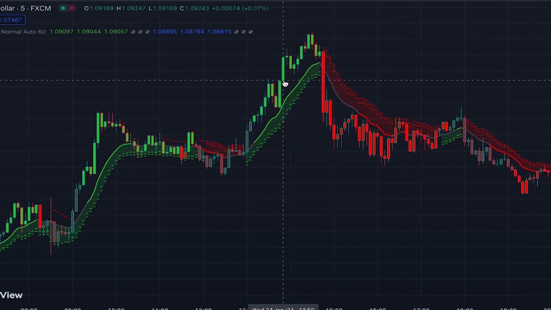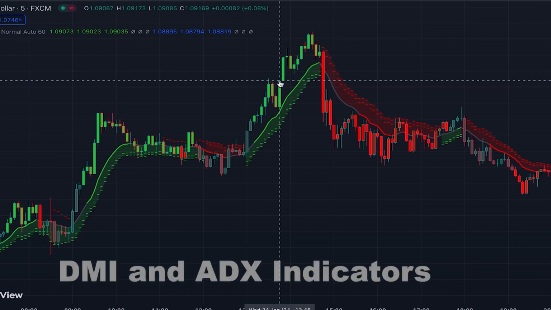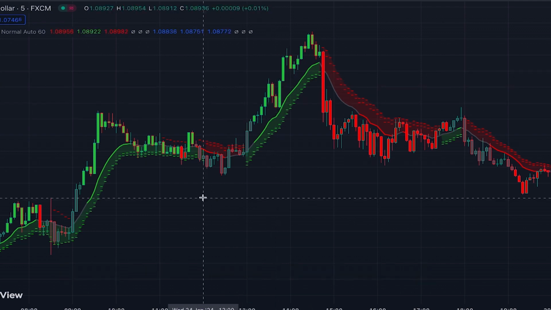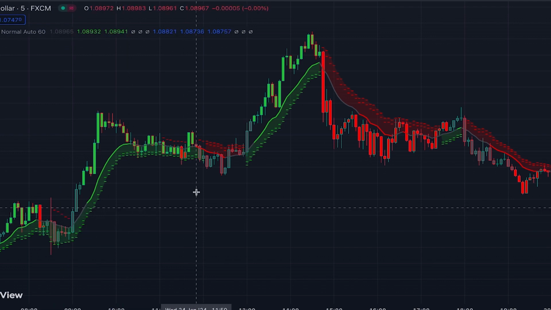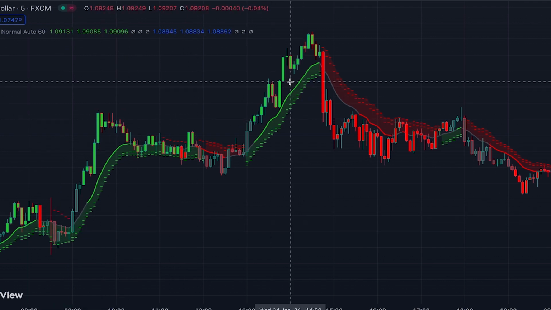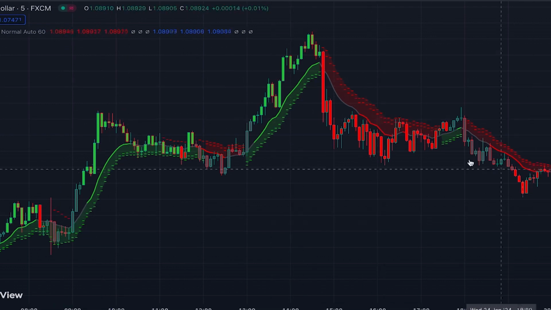the settings. This color changing of the candlesticks is based on DMI and ADX indicators. If ADX is below 20, the candles become gray, showing no trend in the market, and when ADX is above 20, depending on DMI, the candles become green, showing advancing of the price, or red, showing declining of the price.